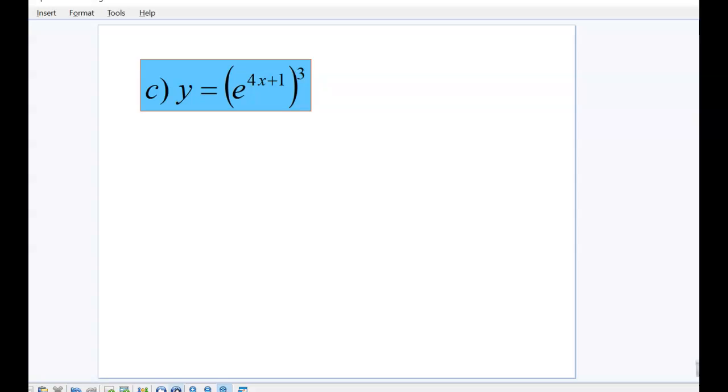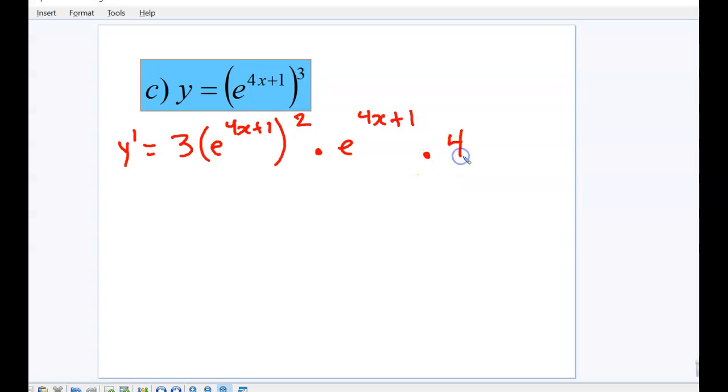In this particular case, there's a couple ways to do this question, but the easiest way, I think, is to do the chain rule. So bring the 3 out front. e to the 4x plus 1 drops to a power of 2. And then I times it by the derivative of the inside, which is an exponential, so itself times the derivative of the exponent. So now 4 times 3 is going to be 12. And e to the 4x plus 1 squared times e to the 4x plus 1 to the first is going to be e to the 4x plus 1 all to the power of 3.